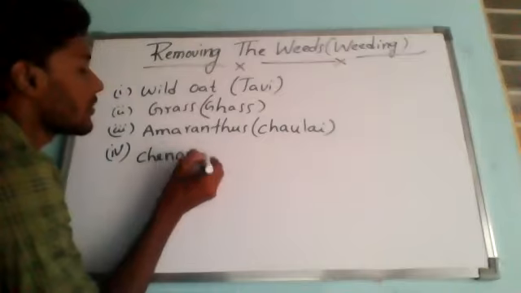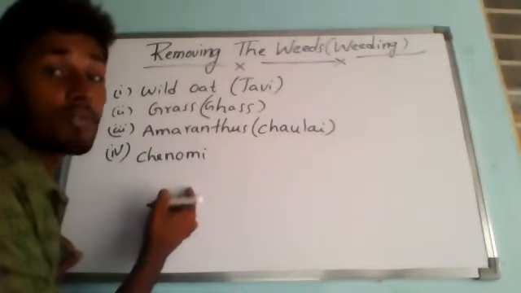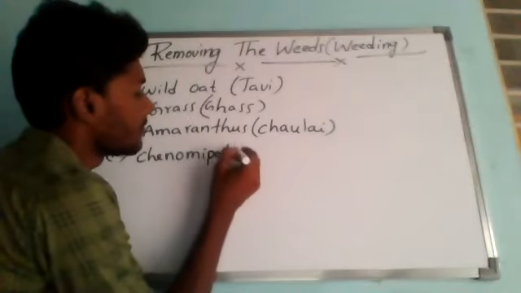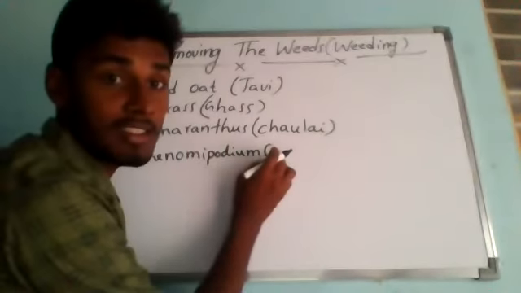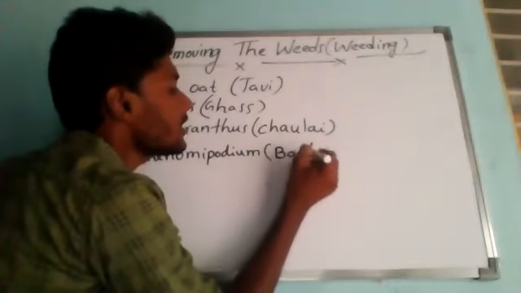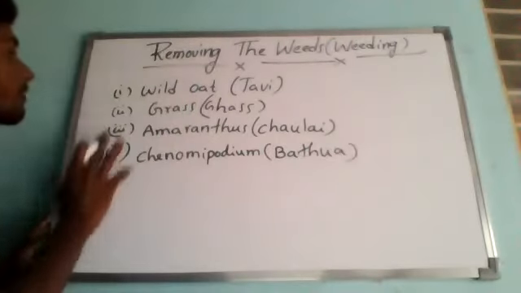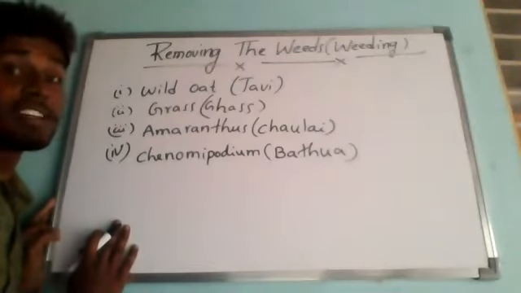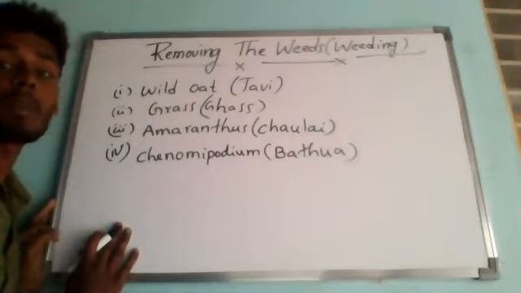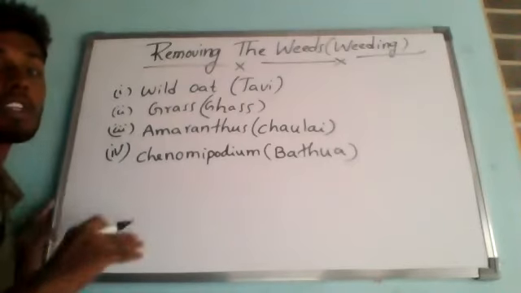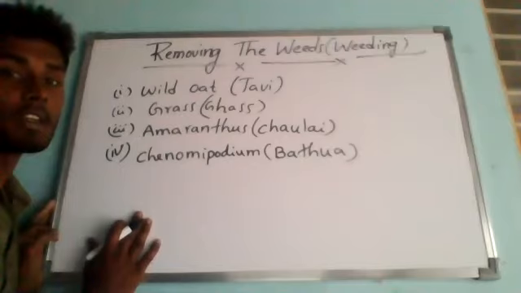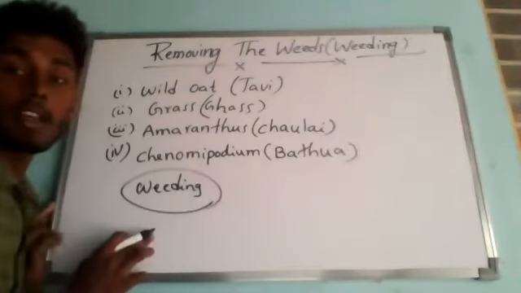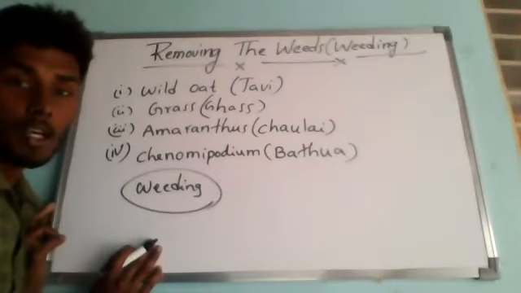These are the names of the unwanted plants which we find in wheat and rice. These are most important. Chenopodium we can also call Bathua. So these are the four unwanted plants which we find in wheat and rice fields. Since weeds are harmful to the crops, they must be removed from the fields. The process of removing this kind of unwanted plants from a crop field is called weeding. That is our today's concept. So removing this type of unwanted plants from crop fields is called weeding.